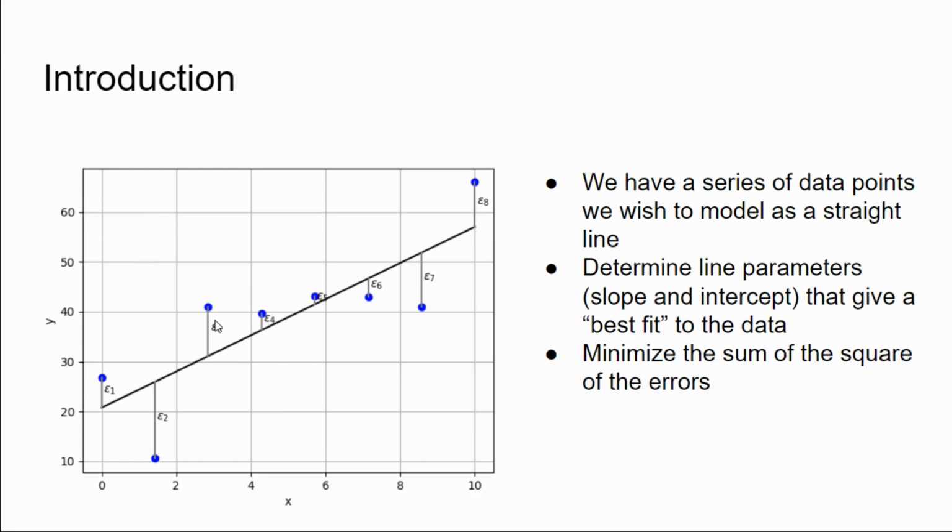This third point right here, labeled as epsilon 3. This gray line represents the distance between my actual measured data point and our model. So this represents the error, and what we want to do is square this error and sum up the squared error for all these data points, and then we're going to choose the slope and intercept that minimizes that squared error, hence the term least squares method.